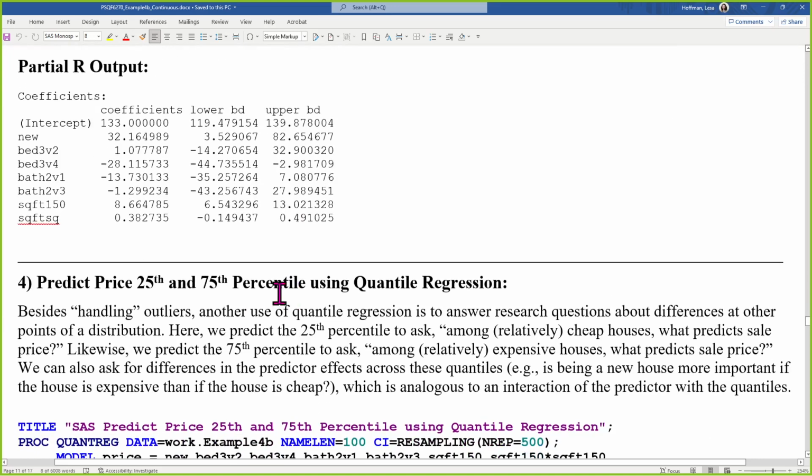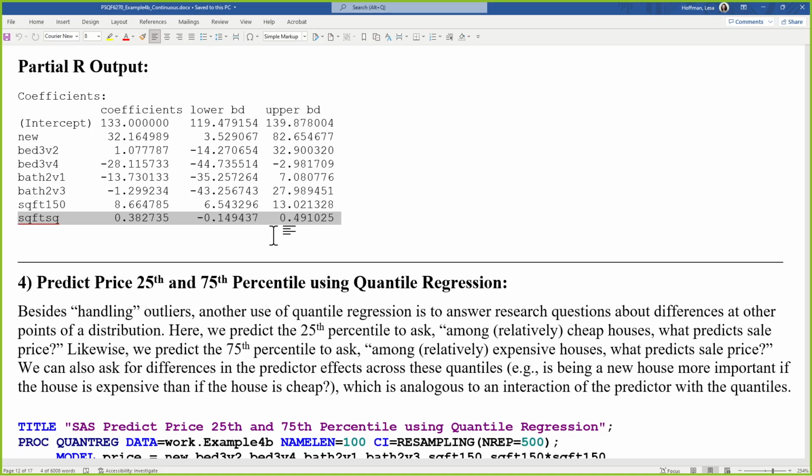In our output, this is what you get. You get a point estimate and a confidence interval. So you can use that to decide whether or not the coefficients overlap 0. So it looks like R agrees that square footage squared should not be significant with respect to its variability. So, questions so far?